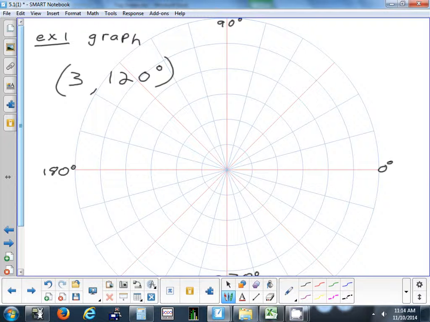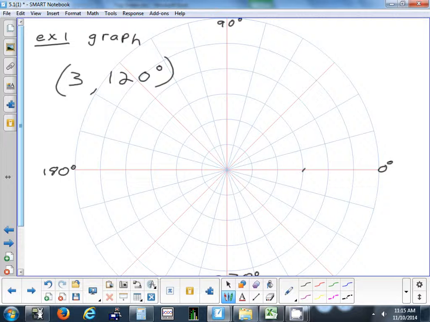Lydia, which way am I going to move 3 units? To the right. Okay, so we're going to start by going 3 units right. Okay, so now we're starting from right there. And now we got to go 120 degrees. Kyle, which way? So when we're moving in a circle, clockwise or counterclockwise? One of those. Which way? Counterclockwise. Okay. How do you know it's counterclockwise? What kind of angle do we have? Who can help him out? Positive. It's a positive angle.